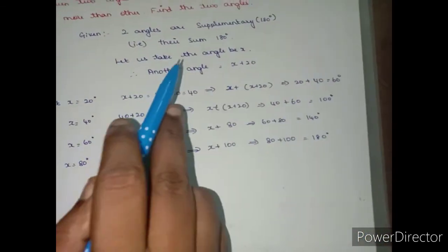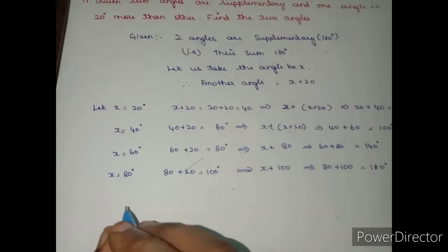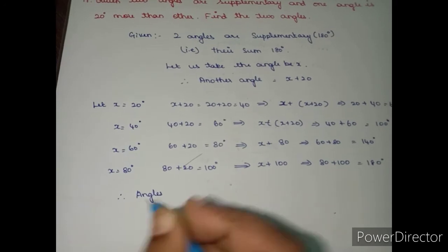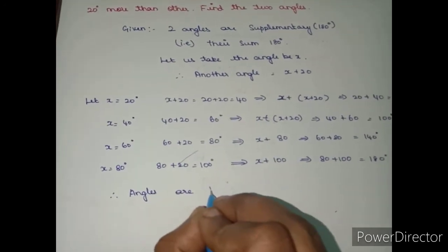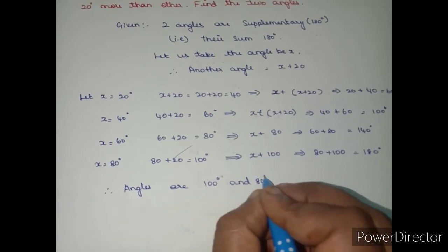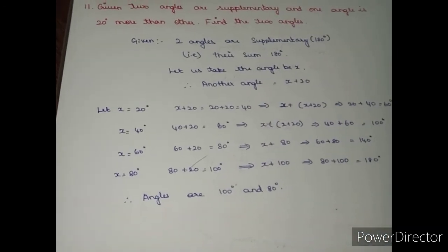So this is equal to the supplementary. So what are the other two angles? What are the angles we have found? Therefore, angles are 100 degree and 80 degree. Okay, now we'll go with the next sum.